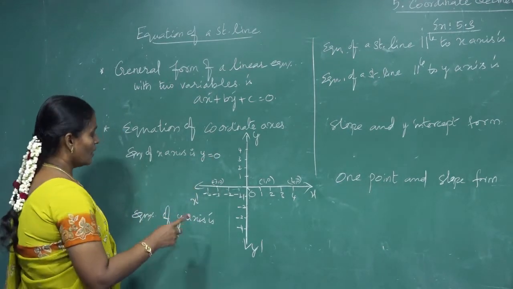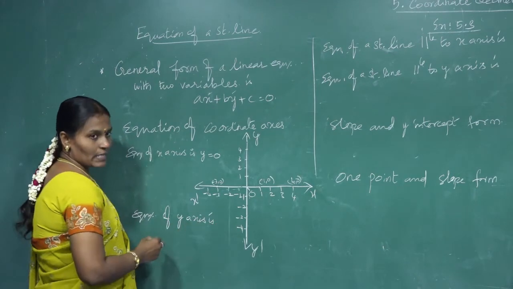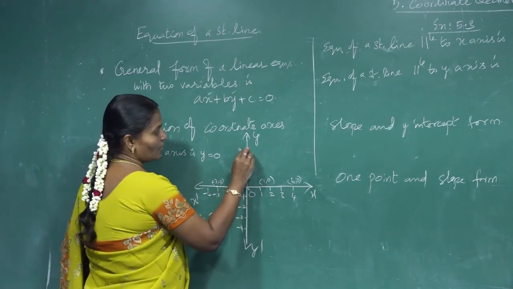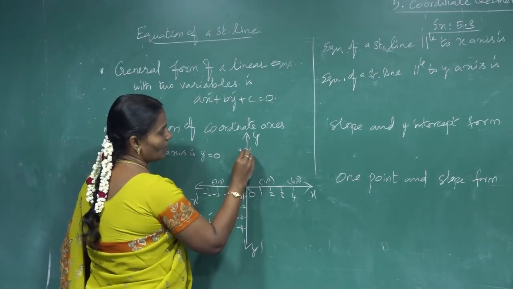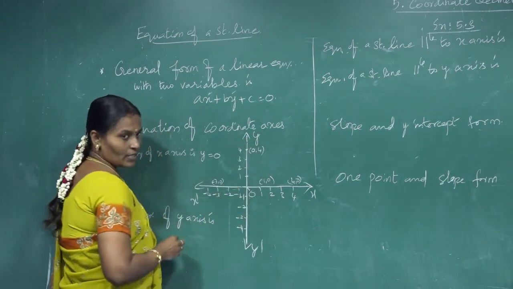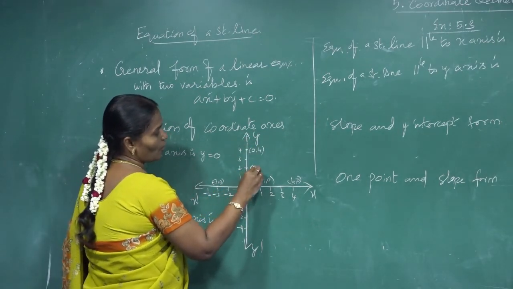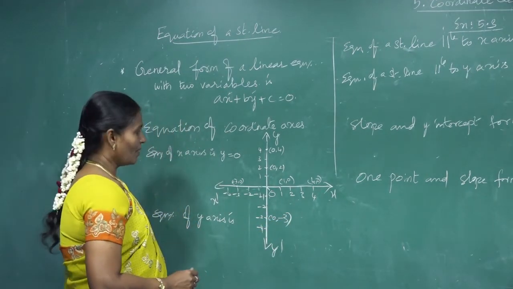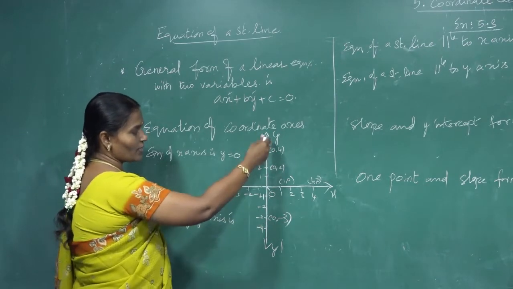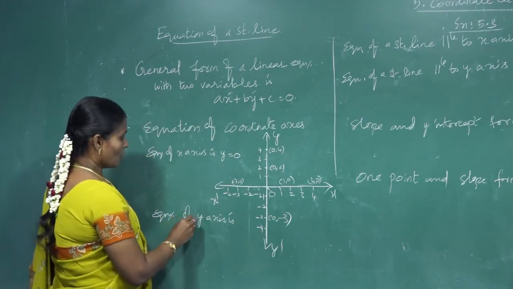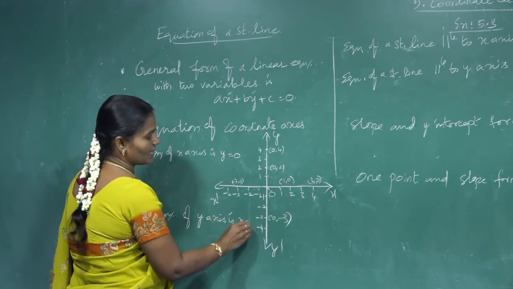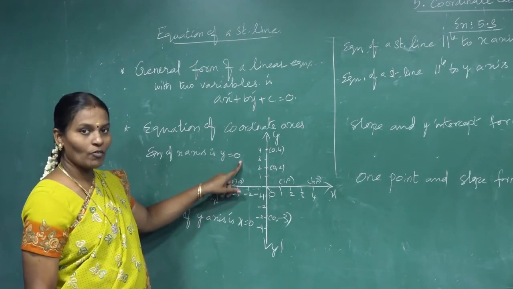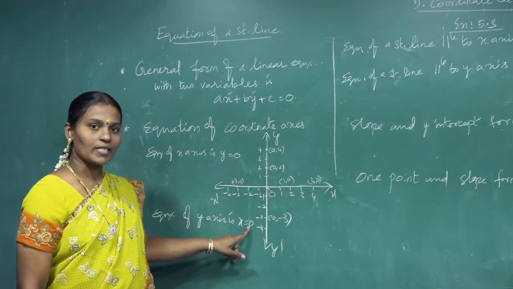Understand children? Okay. Now we see equation of y-axis. In this y-axis, x coordinates are 0. See here, the point 0, 4 on the y-axis. Here, this point is 0, 2. Here, this is 0, minus 3. So here, all the x coordinates are 0. So, equation of y-axis is x is equal to 0. Understand children? So, equation of x-axis is y equal to 0. Equation of y-axis is x is equal to 0.